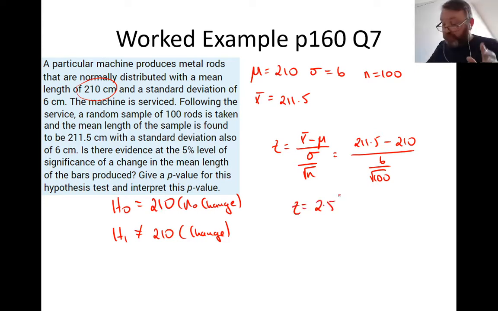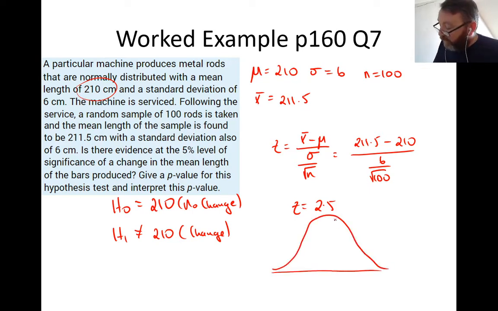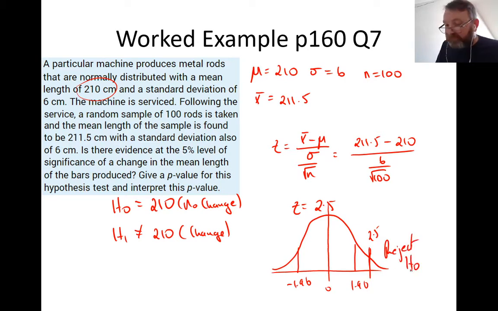Now, remember what we do with z-scores? Look to see where they are. Where's 2.5? Now, that's 1.96 and minus 1.96. Where's 2.5? 2.5 is out here somewhere. It's in the critical region. What does that mean? That means that we reject H0. So you reject the null hypothesis in favor of the alternative hypothesis.